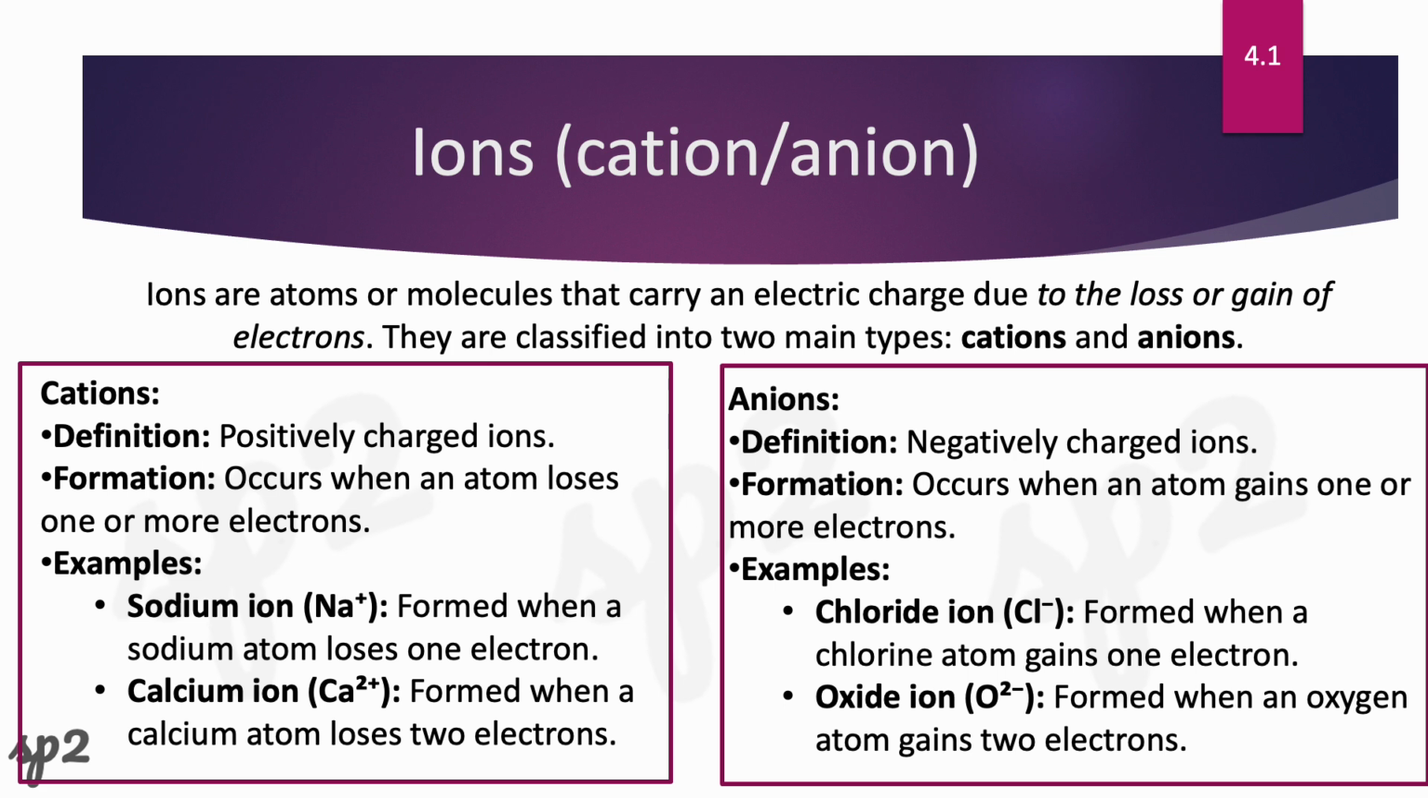Here are examples. We have chloride ion, Cl with a negative charge, and that is because chlorine gained an electron. Or you can say oxide, that's another example, oxide ion, where we have oxygen with a 2 negative charge because the oxygen here gains 2 electrons.